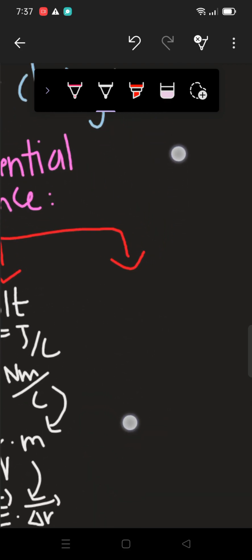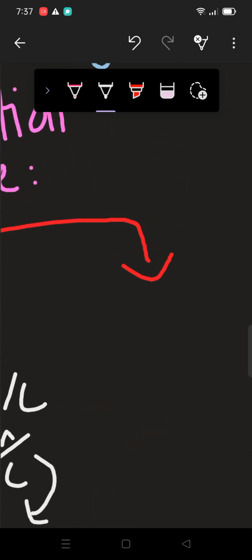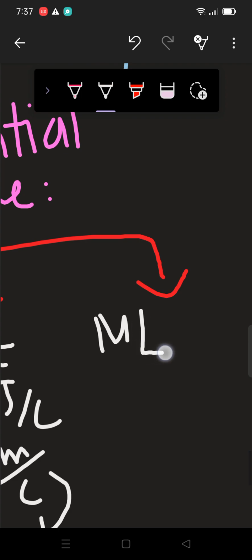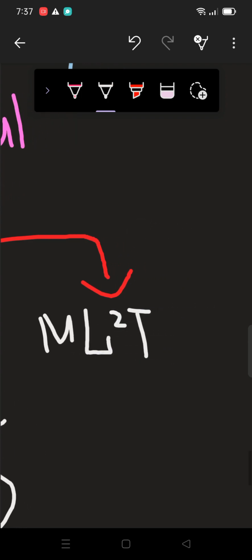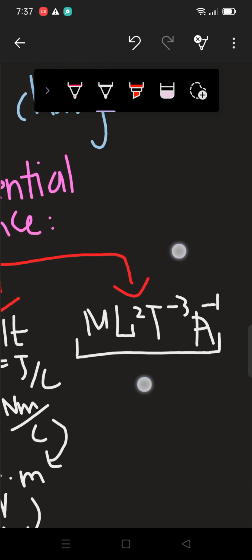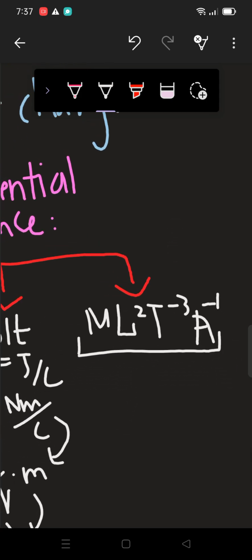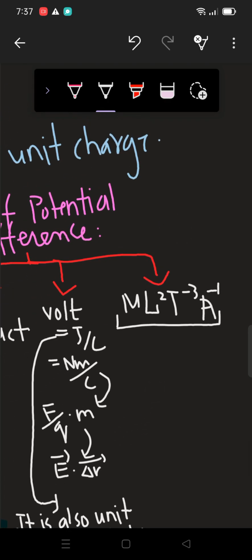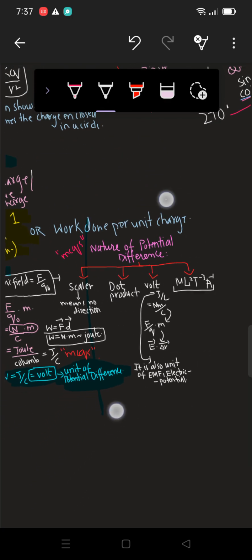Lastly, it has a dimension that is equal to ML squared T minus 3 A minus 1. This I'm going to derive for you in the next video. How did we get this dimension? In the next video we'll be discussing the dimension of the potential difference. So this was all for today.